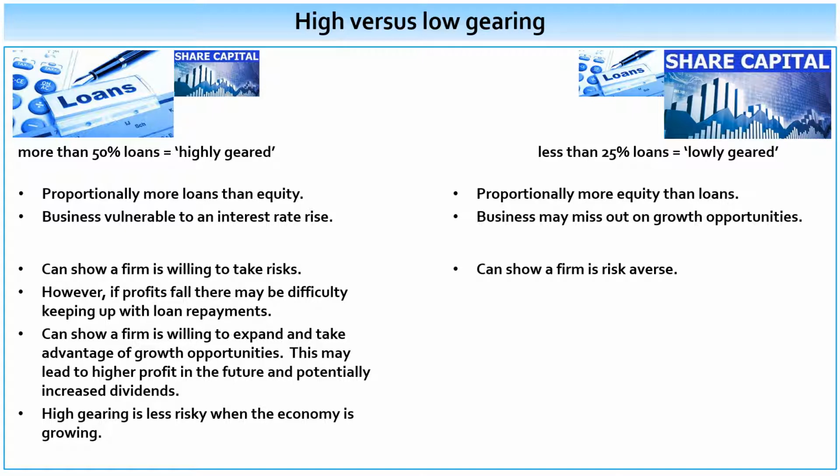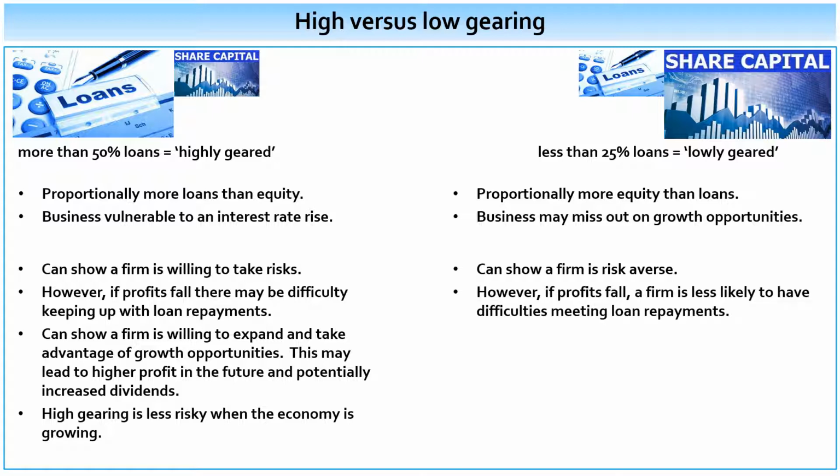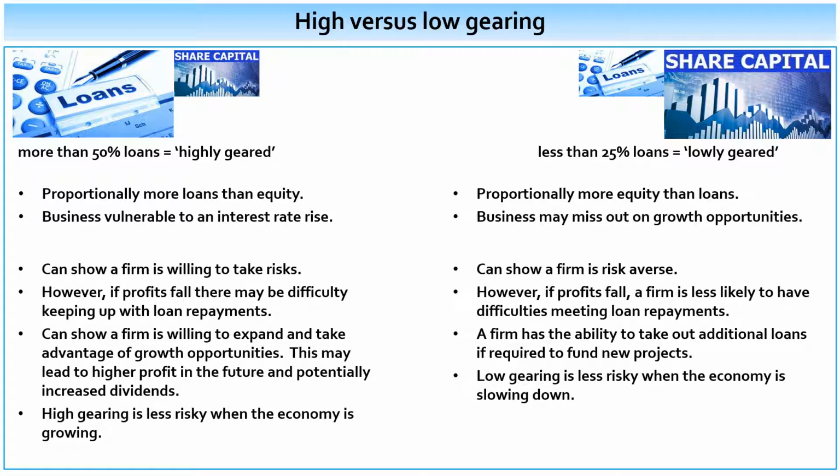A lowly geared firm may show that the firm is risk averse. However, if profits fall, the business is not going to have any problems, or is less likely to have problems, meeting any loan repayments. A lowly geared firm always has the ability to take out additional loans if required to fund new projects. So lowly geared firms may be able to increase their gearing in order to take out money to fund new projects. Low gearing is less risky when the economy is slowing down or entering recession.